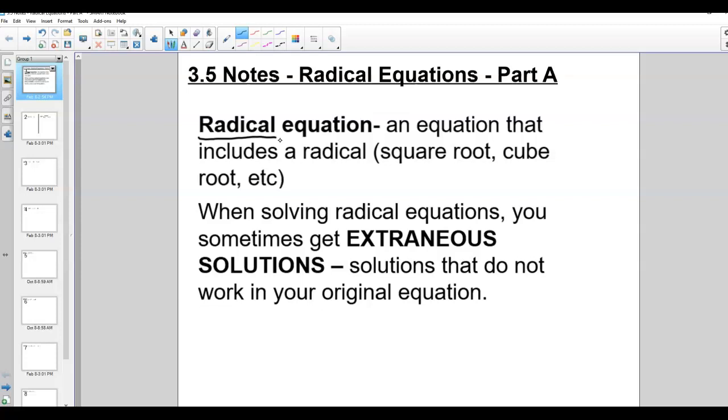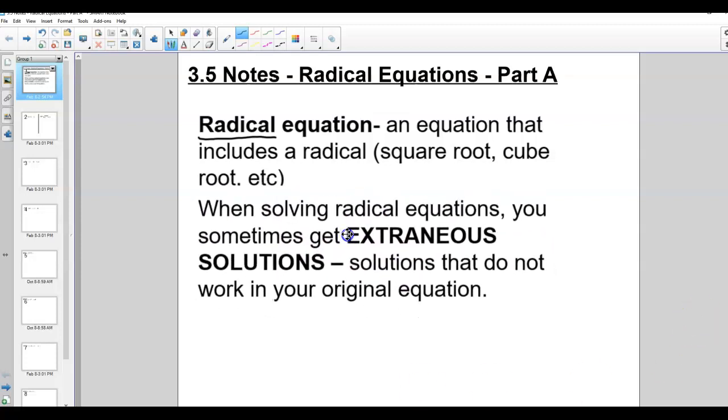A lot of times it's easy to mix up radicals and rationals because they sound very similar. A radical is a square root or root of some sort. Rational is a fraction. So whenever we are solving radical equations, you sometimes get what we call here extraneous solutions. And extraneous solutions are solutions that do not work in your original equation. So you have not done anything incorrectly, but when you plug the number back in, it does not work in the problem.